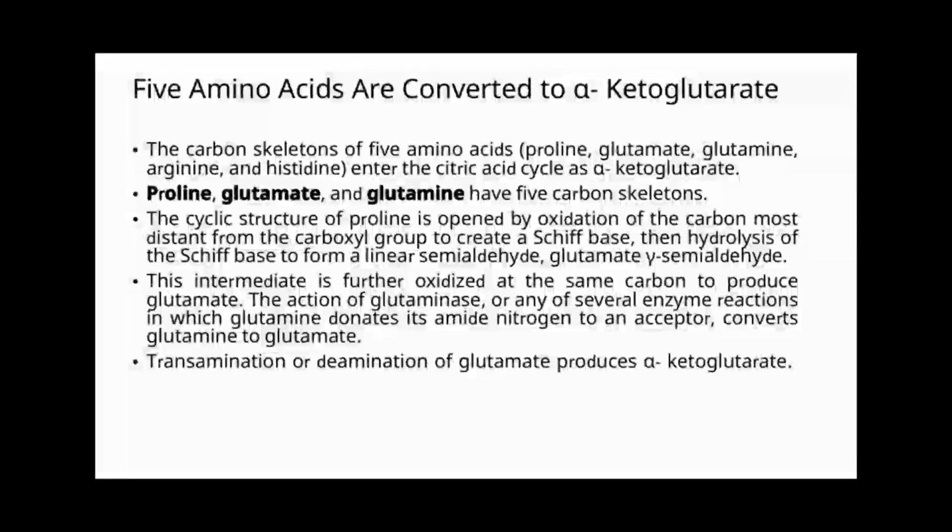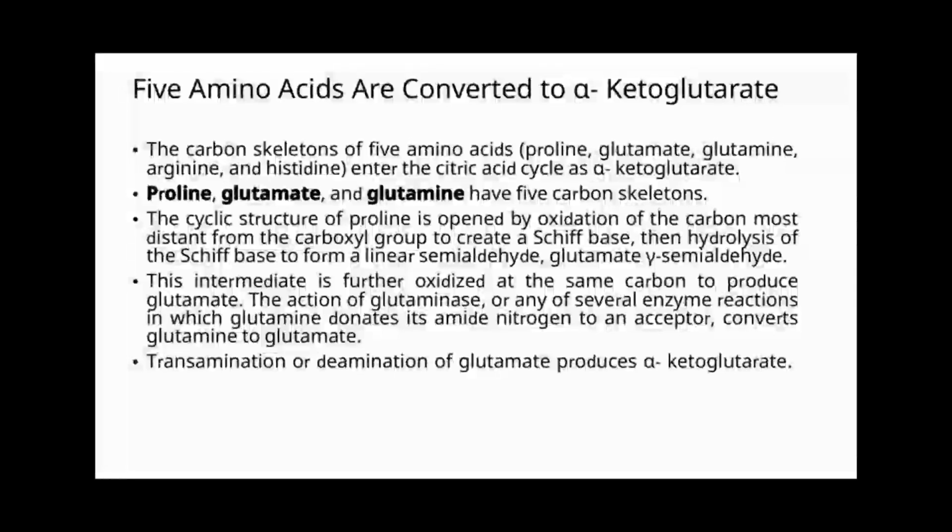Starting with proline, its cyclic structure is opened through oxidation. The oxidation occurs at the carbon farthest from the carboxyl group, resulting in the formation of a Schiff base. This Schiff base is then hydrolyzed, breaking it down into a linear semialdehyde, specifically glutamate gamma semialdehyde. This intermediate can then be further oxidized at the same carbon to produce glutamate.